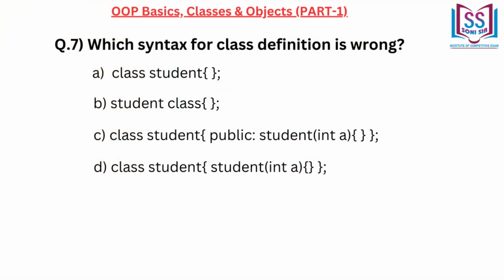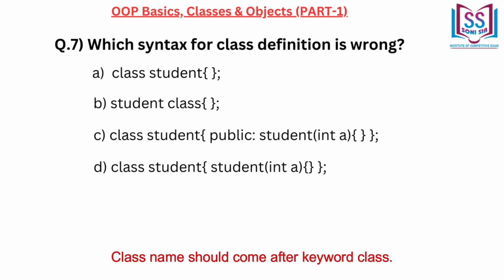Which syntax for class definition is wrong? A. Class student {}. B. Student class {}. C. Class student {public: student(); int a;}. D. Class student {student(); int a;}. Correct answer, B. The keyword class should come first. The class name should come after the keyword class. Parameterized constructor definition depends on the programmer, so it can be left empty also.